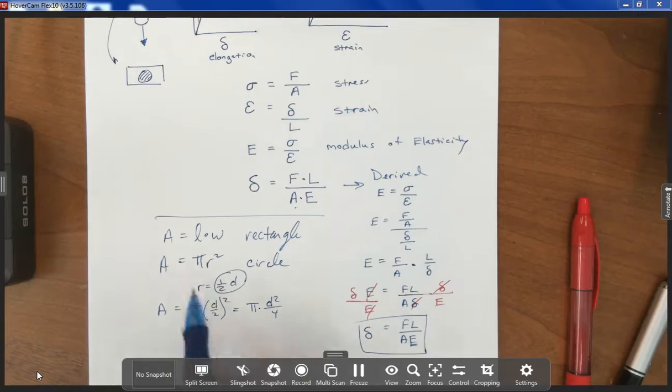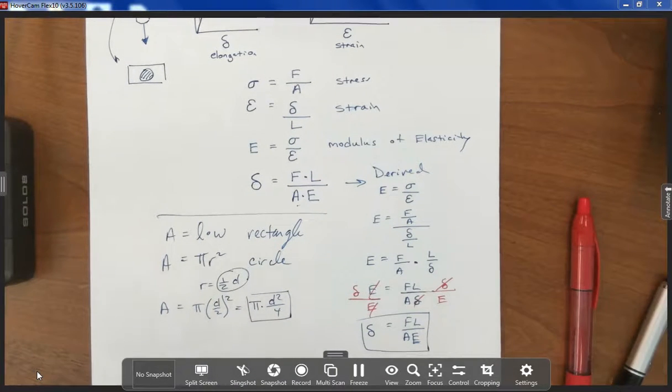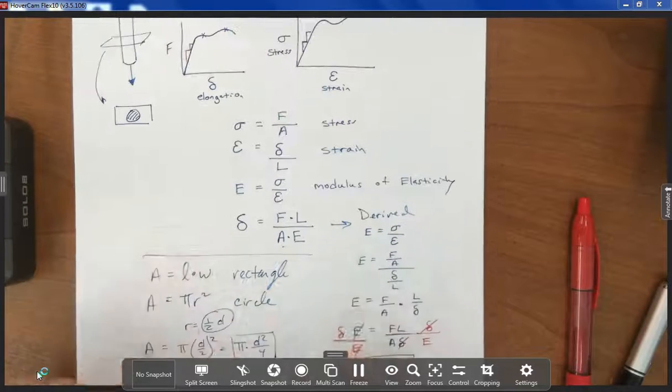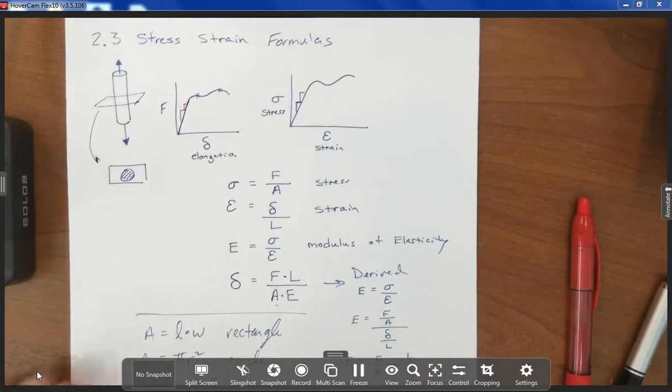Same thing. So we've got area of a circle is pi r squared. You might come across it sometimes where it's been written this way, and they simply said, hey, the radius is half a diameter. Okay. All right, so these are going to be your tools to solve our stress-strain calculations for activity 2.3. Good luck on those.